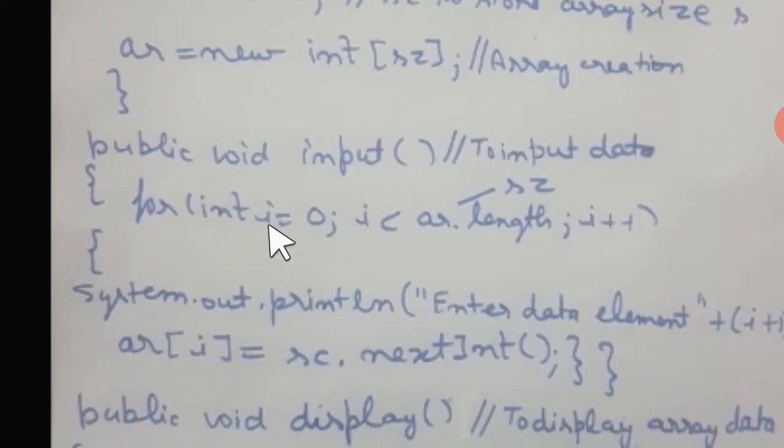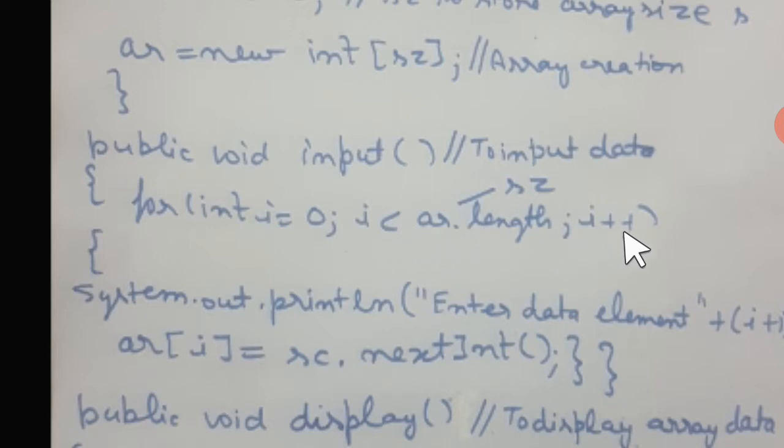So here 0 to ar dot length minus 1. That's why I've written less than. Either you write i less than or equal to ar dot length minus 1, or you write i less than ar dot length. You can have sz also, so both are fine. In the loop, we have to input the data from 0 to the last location, which is 4. So if the array length, or the size of the array, is 5 as in our example, then it will work from 0 to 4 because less than is there.